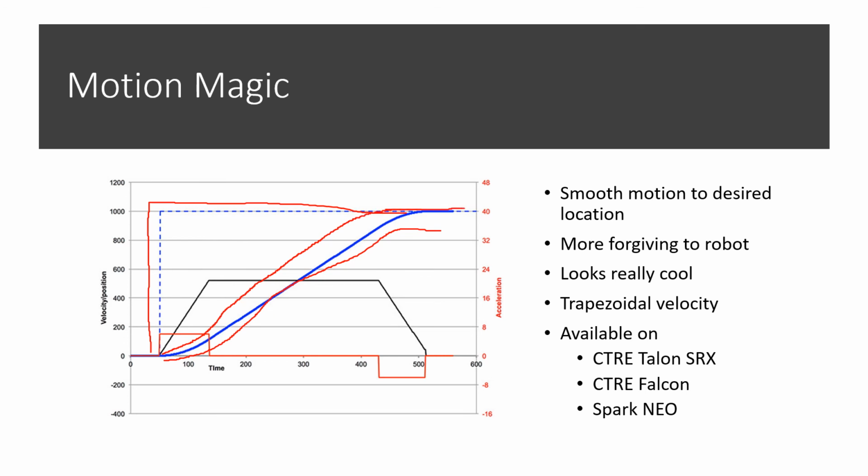Now, this is really forgiving to the robot instead of jerking the robot around and breaking something. It also looks really cool. And the thing behind this is a trapezoidal velocity curve. You can see the velocity is represented by this black line, and it is in fact a trapezoid. Now, Motion Magic is available on the Talon SRX, the Falcon, and the Neo. So it is not that hard to use, and it usually looks really cool.